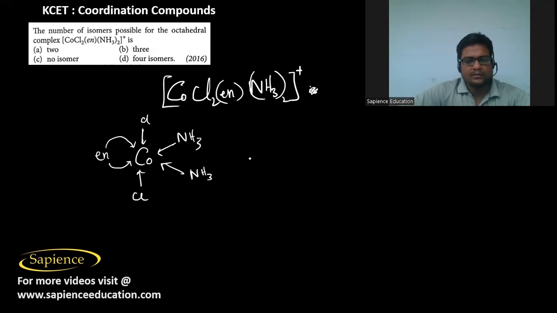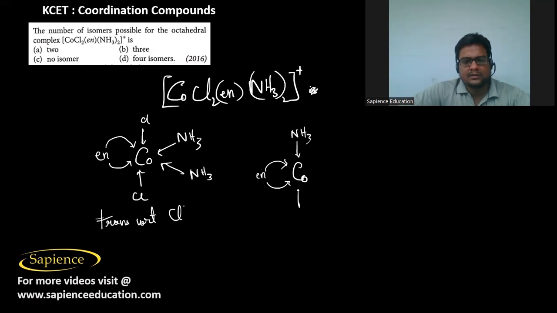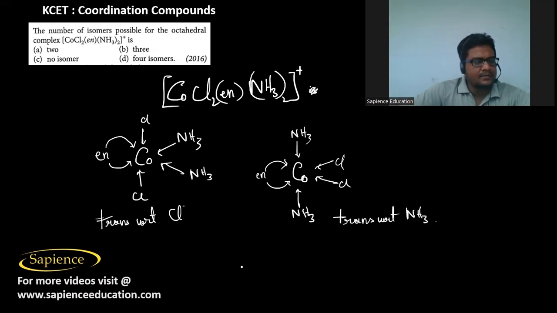So it can form the isomer which is trans with respect to chloride, and then you can have Co, En, and NH3, NH3, Cl, Cl. Now this is also an isomer which is trans with respect to ammonia, NH3, and this one we can say NCl.